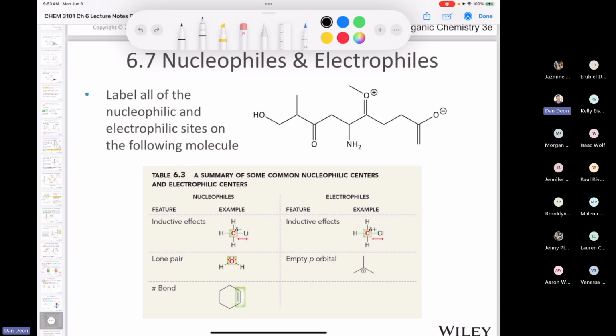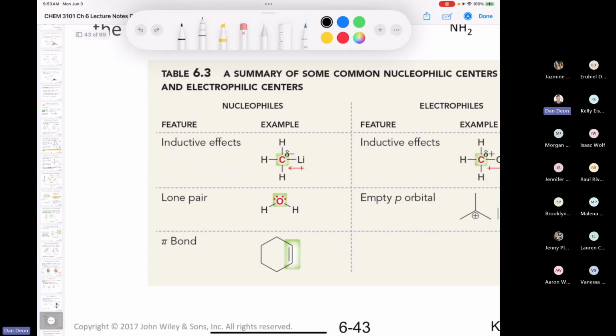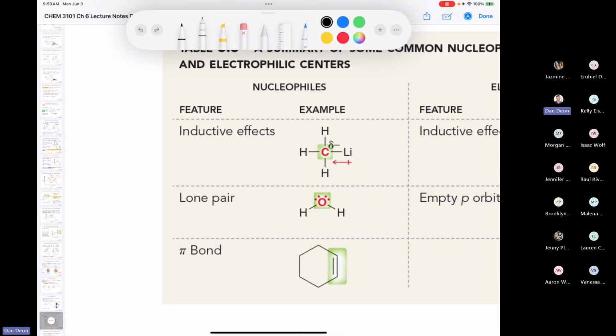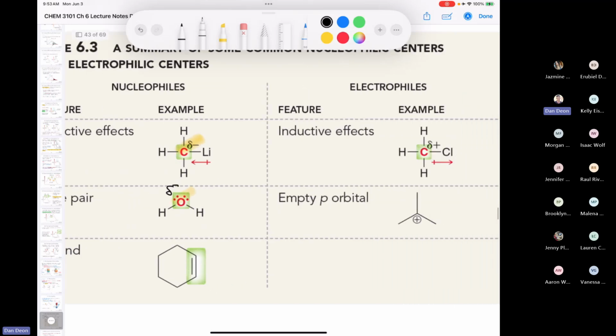Now, this example that's shown here is not rudimentary, but I'll kind of walk through it with you. And table 6.3 gives you some examples of nucleophiles that are common and electrophiles that are common. So as far as nucleophiles go, if you have a dipole between something like lithium and carbon, right? Carbon is more electronegative than lithium. So you can see the partial negative charge on there. So that's nucleophilic. The lone pair on oxygen, that renders it nucleophilic, right? You know that this oxygen is delta negative because oxygen is more electronegative than hydrogen. Then a pi bond, I said, is weaker than a sigma bond.